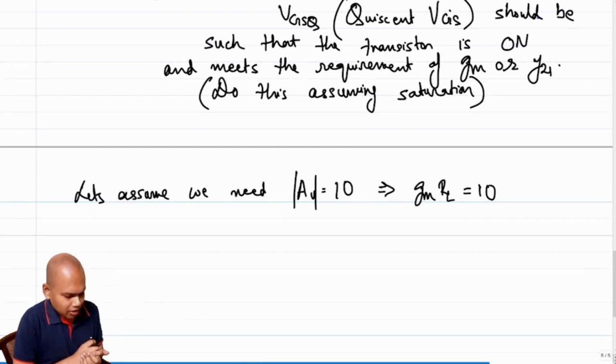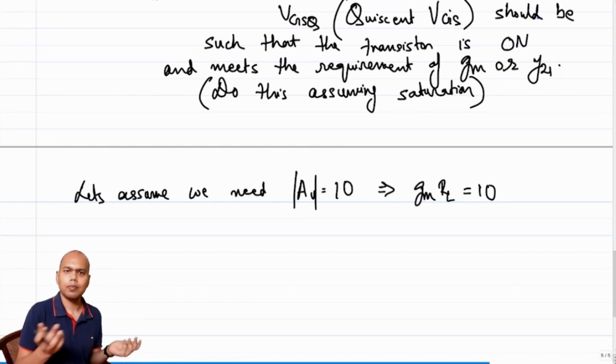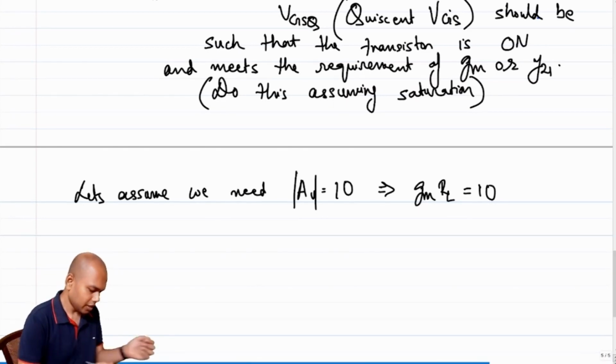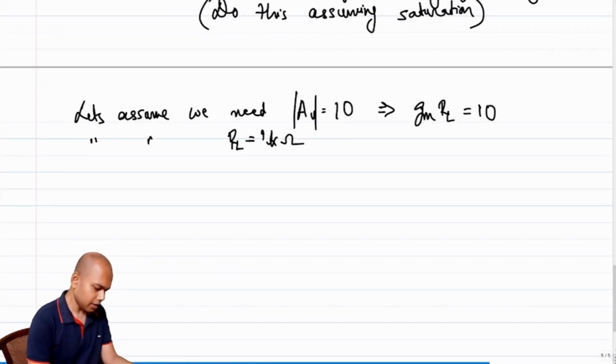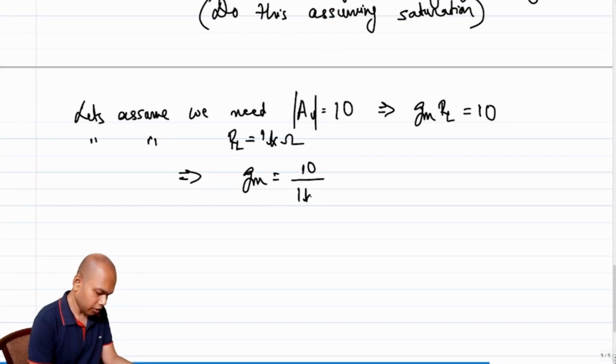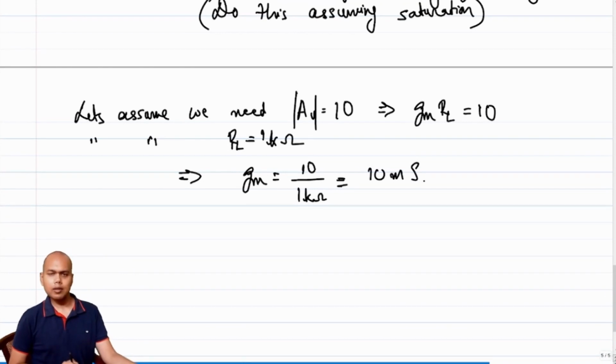Again, let's assume that RL is equal to 1 kilo. Okay. So what does it mean then? This implies my GM has to be equal to 10 by 1 kilo ohm, which is 10 millisiemens.